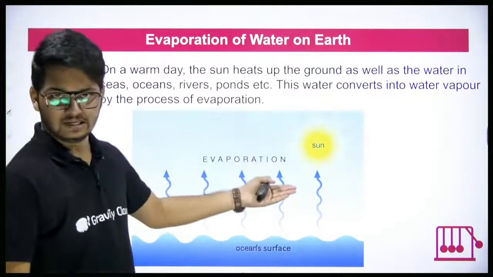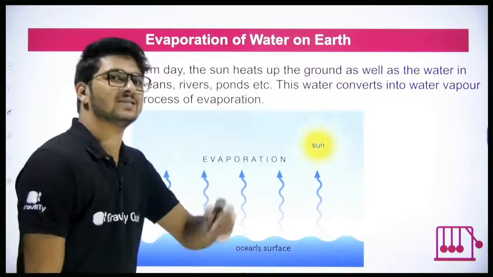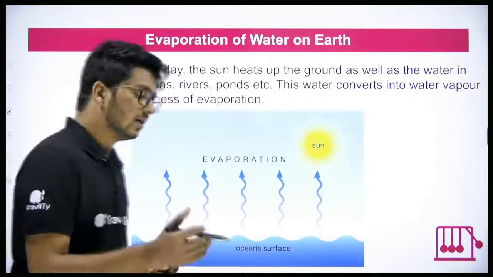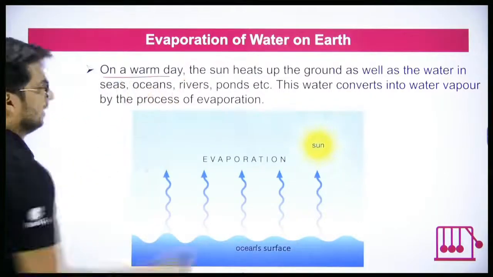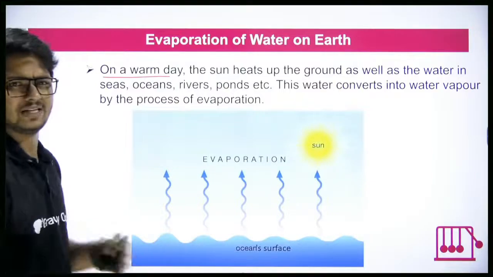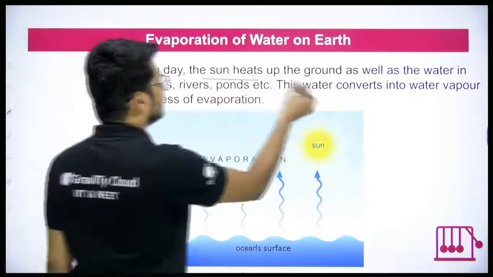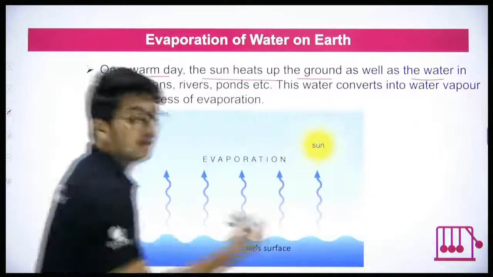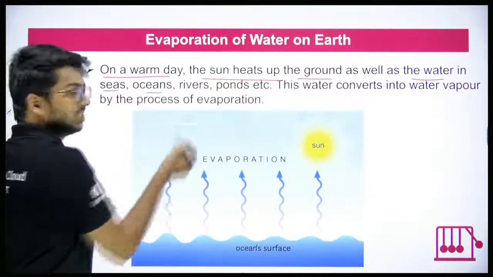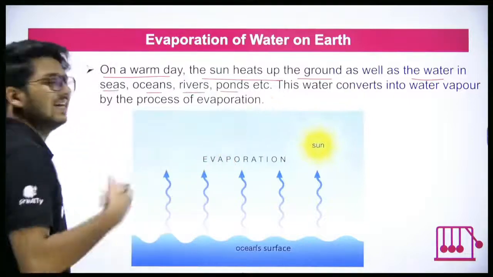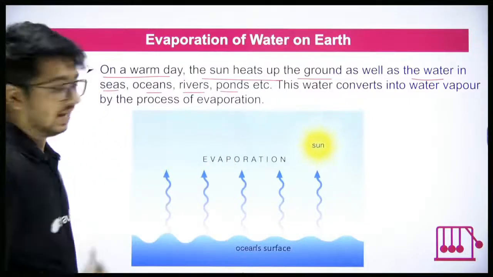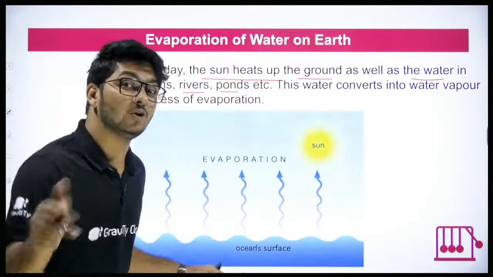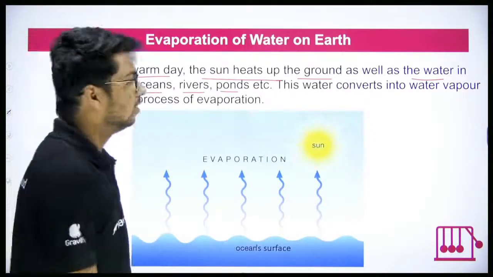Obviously there is the sun. From the sun we get sunlight, and sunlight heats up, warms up the earth. So let's say on a warm day, when the temperature is high, the sun heats up the ground, but it will also heat up what? The water in seas, oceans, rivers, ponds, lakes, all of them. And when the sun heats up the water, what happens? It will lead to evaporation.